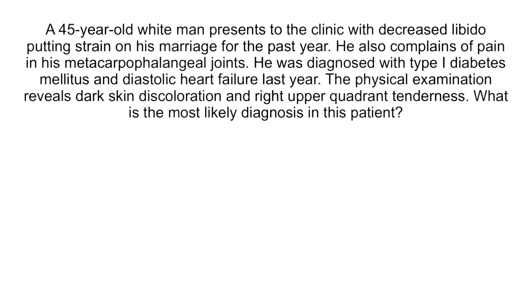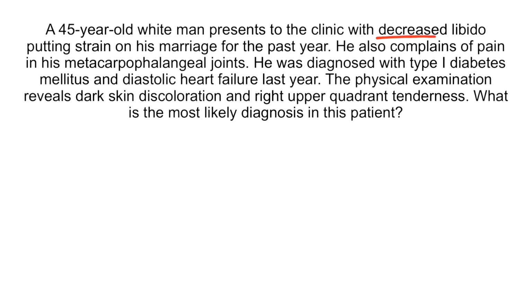A 45-year-old white man presents to the clinic with decreased libido, putting strain on his marriage for the past year. He complains of pain in his metacarpophalangeal joints. He was diagnosed with type 1 diabetes mellitus and diastolic heart failure last year. Physical exam reveals dark skin discoloration and right upper quadrant tenderness. What is the most likely diagnosis in this patient?